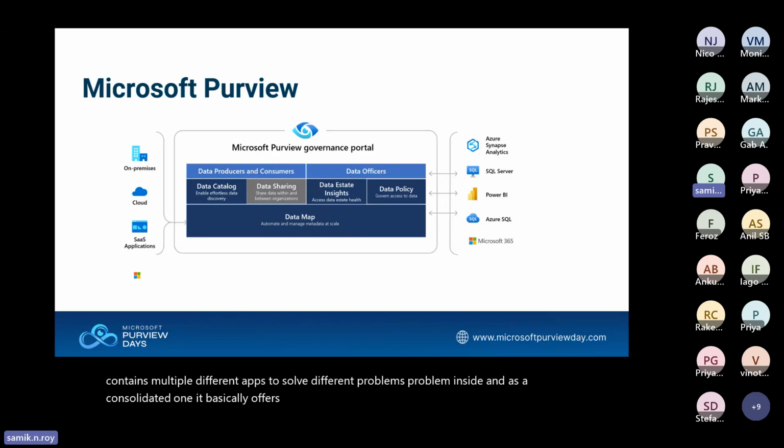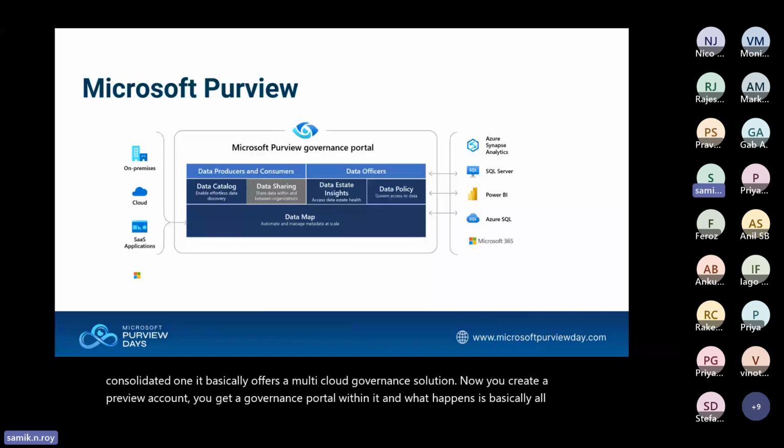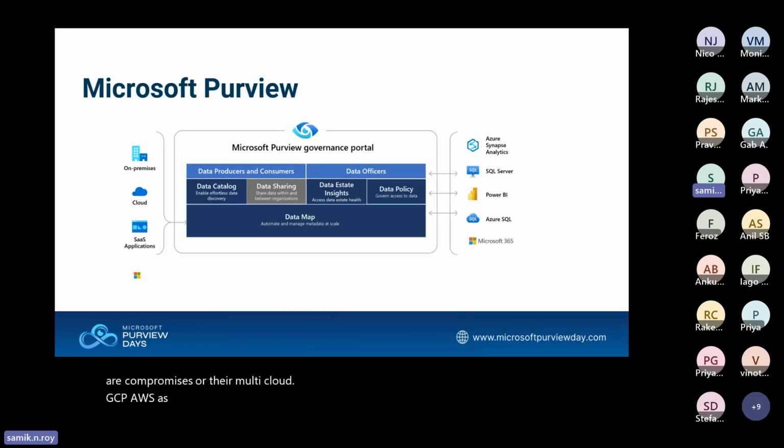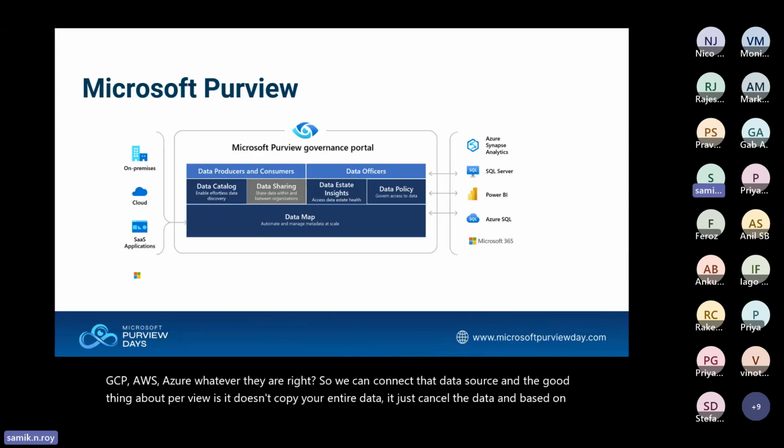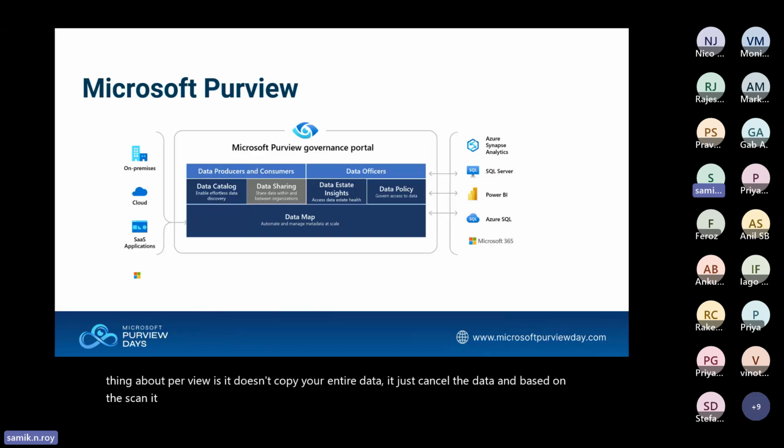Now you create a Purview account, and you get a governance portal within it. All the data sources, either on-premises or multi-cloud, GCP, AWS, Azure, wherever they are, we can connect. The good thing about Purview is it doesn't copy your entire data. It just scans the data, and based on the scan, it extracts the metadata. So you are not afraid to lose data residency as well. Data stays in the data store. The scanner scans the metadata, and that's what you see in Purview.